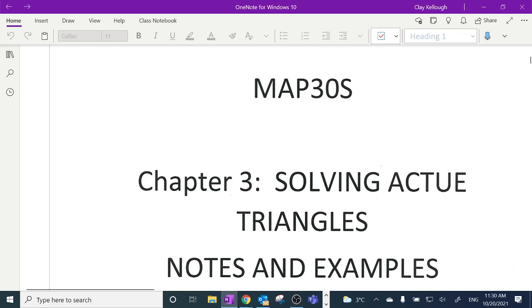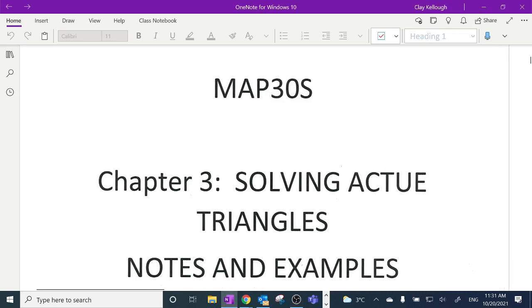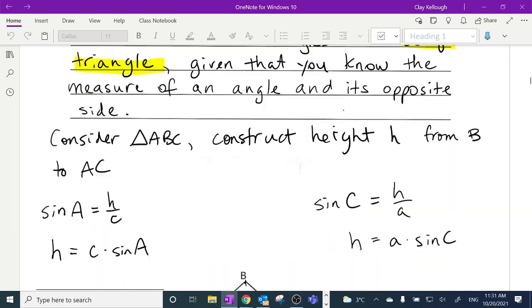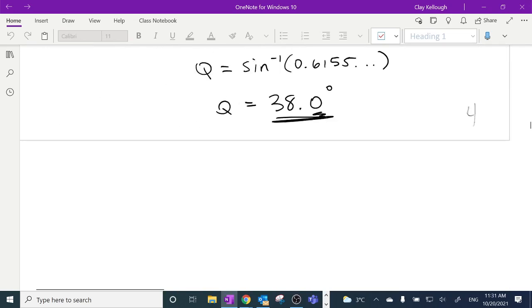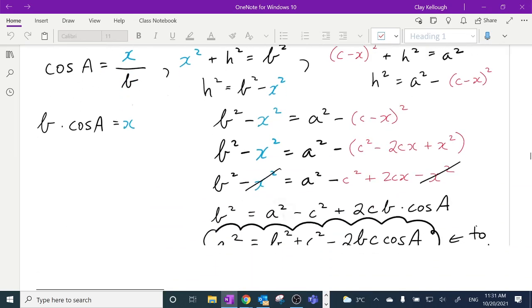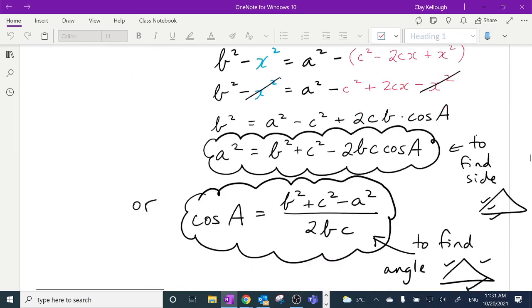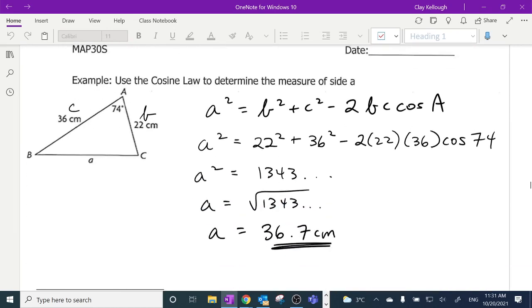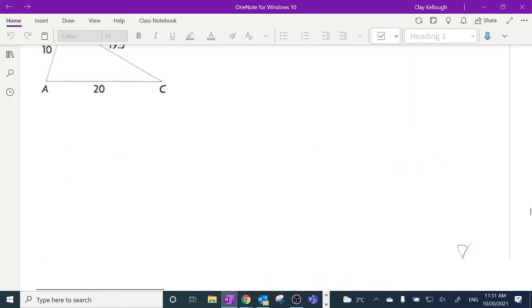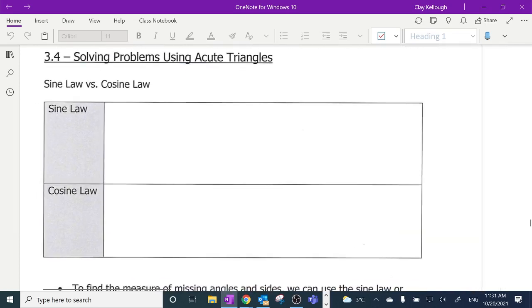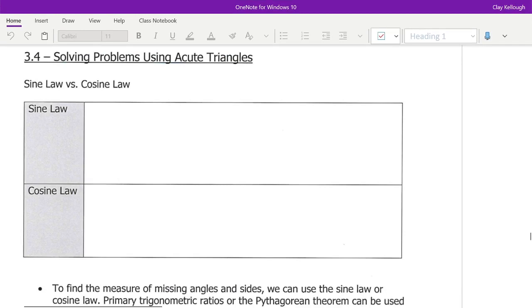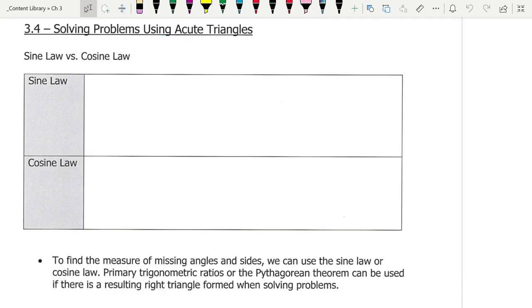This is the last few pages in the chapter 3 booklet. And I don't have any new formulas to show you today. It's still sine law and cosine law. But now we're going to use those two laws to solve some problems where we don't know ahead of time which law we're going to use. So before we start, let's make ourselves a little study sheet here of which formula to use when.